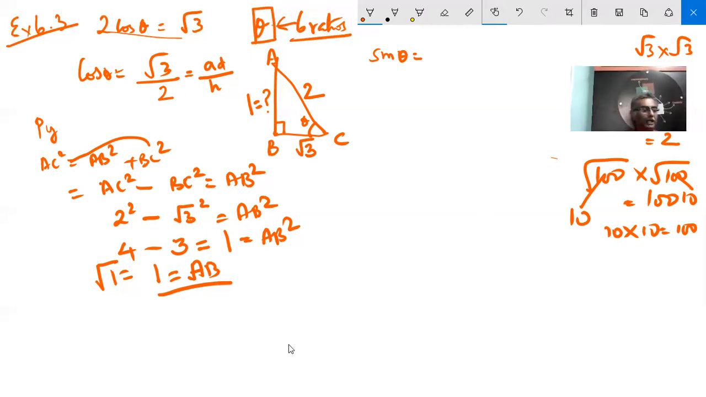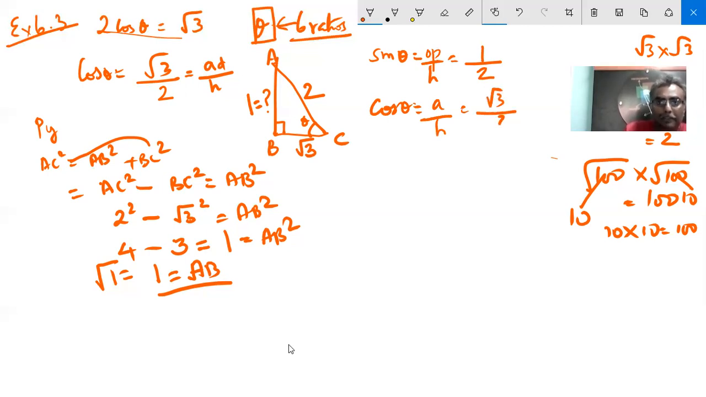Now, back to the formulas. Very simple now. Sin theta is equal to opposite side by hypotenuse. What is the opposite? 1. Hypotenuse? 2. Very good, so sin theta is 1 by 2. Cos theta is equal to adjacent side by hypotenuse, which is root 3 by 2. Very good.